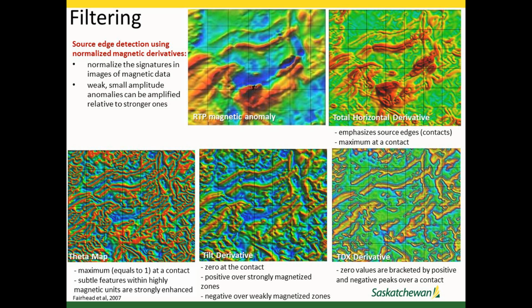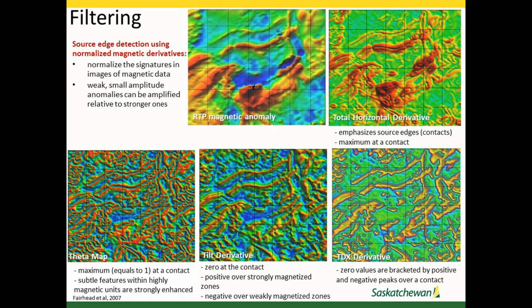Source edge detection methods have a series of techniques to enhance the source edges in your data. The source edge can be magnetic domain borders, or the edge of structures, faults, or dikes in your data. Let's start with the RTP, reduced to the pole map, as the original data.